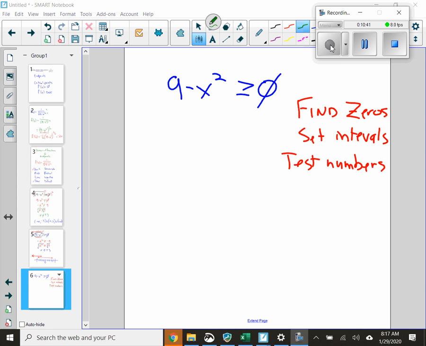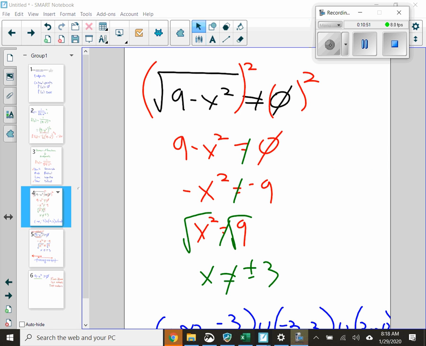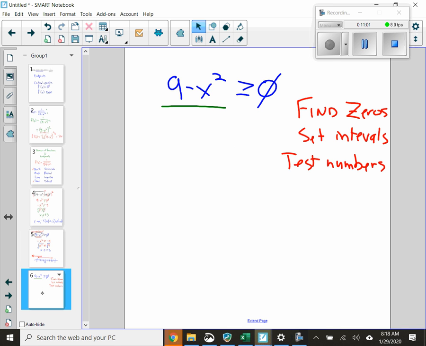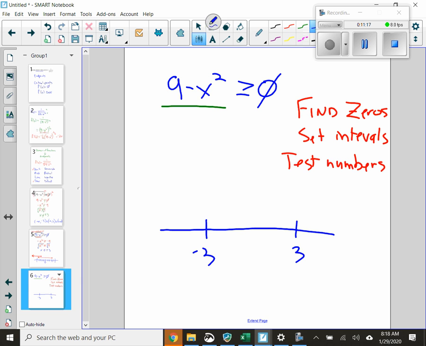So what I first need to do to solve this inequality is find what are the zeros of 9 minus x squared. Well, we actually did that earlier when we were messing around with the function. We found that the zeros were +3 and -3. So those are the zeros of this 9 minus x squared. So I'm going to set up a number line now, and I'm going to mark my zeros on it. I have -3 and I have +3.